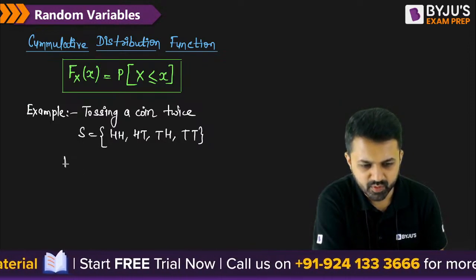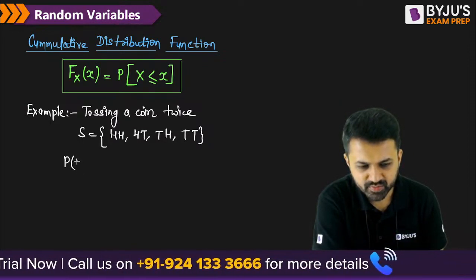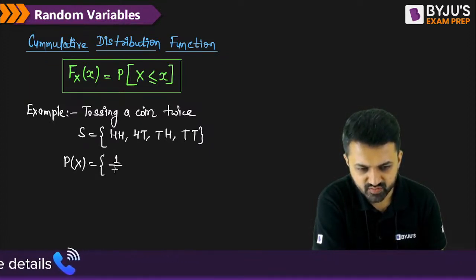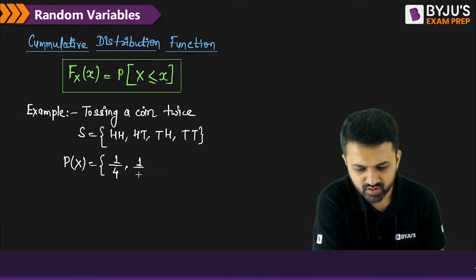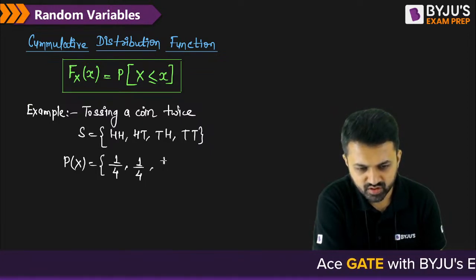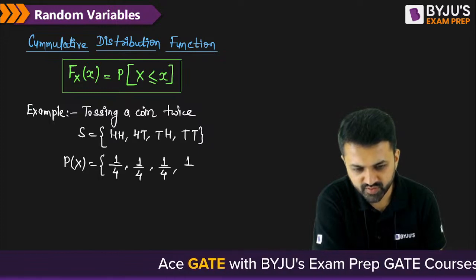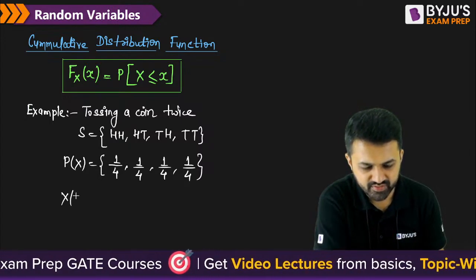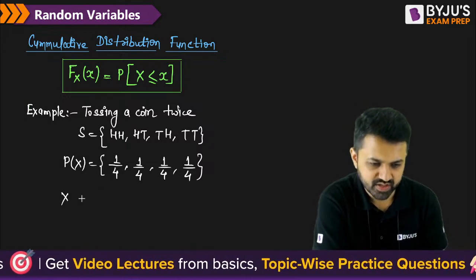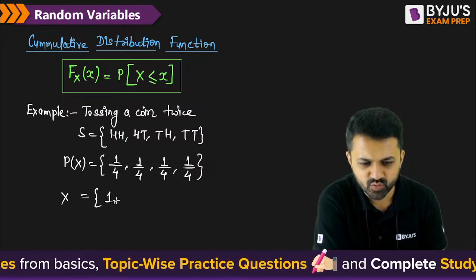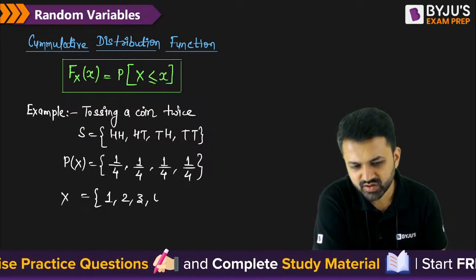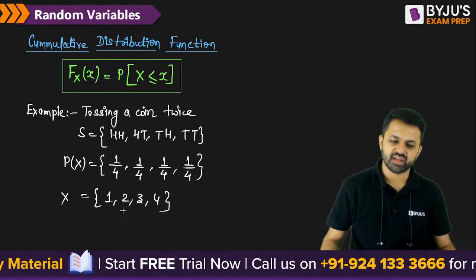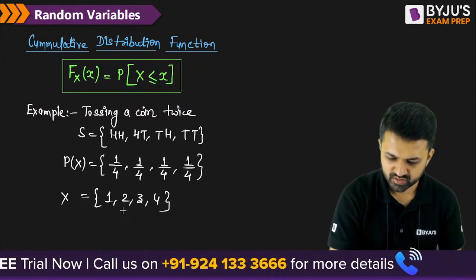We are assuming that the random variable X has the probabilities 1 upon 4, 1 upon 4, 1 upon 4, and 1 upon 4. We are assuming the random variable has the values, for any rule, meaning we don't know the rule, I am just randomly taking that the random variable has the values 1 to 4.